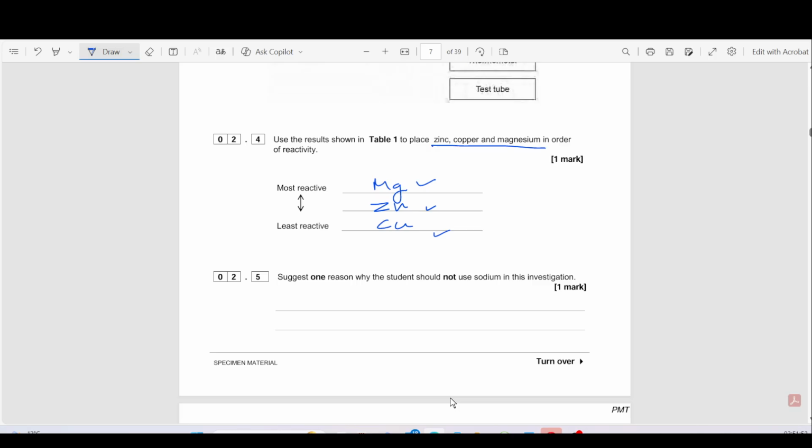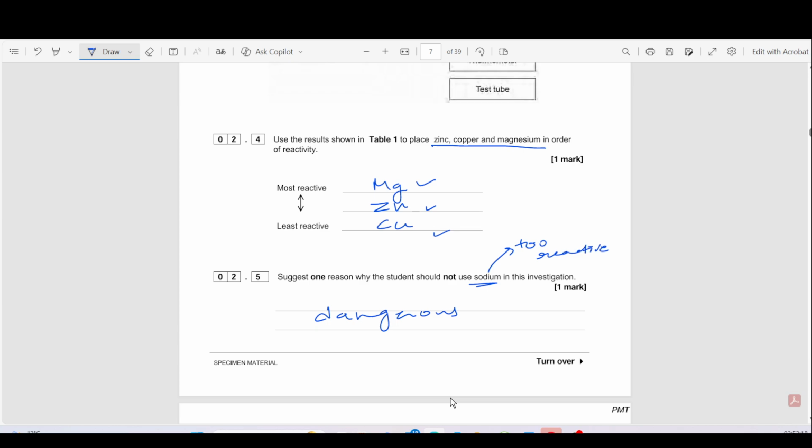Suggest why the student should not use sodium in this investigation. Basically, sodium is too reactive and it will react vigorously with other substances, which could be dangerous. Why? Because sodium is too reactive.